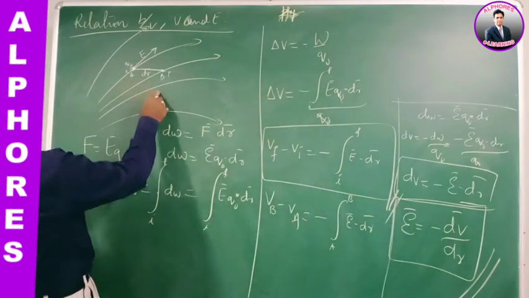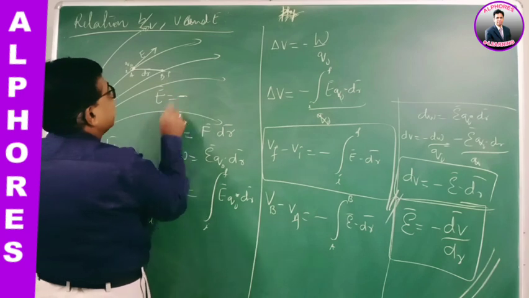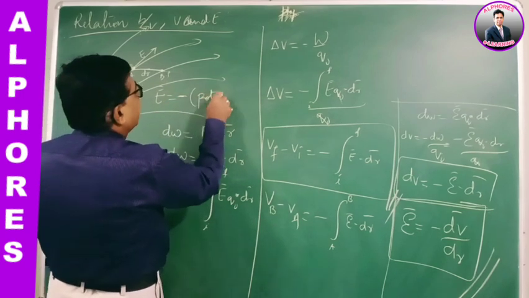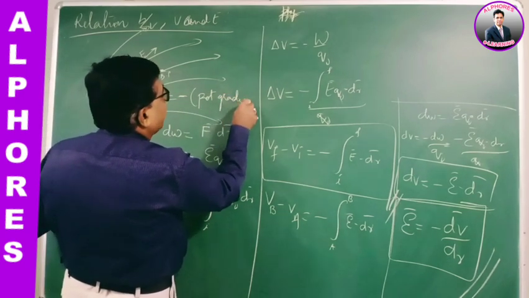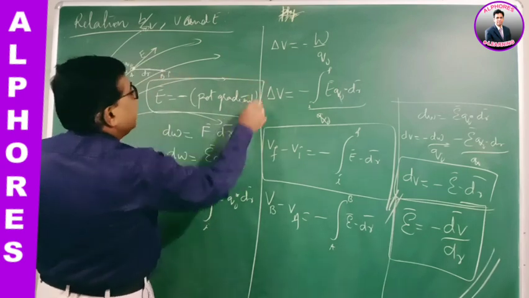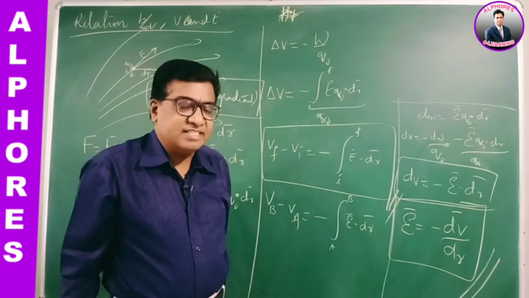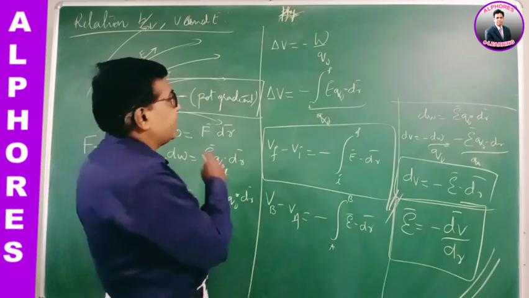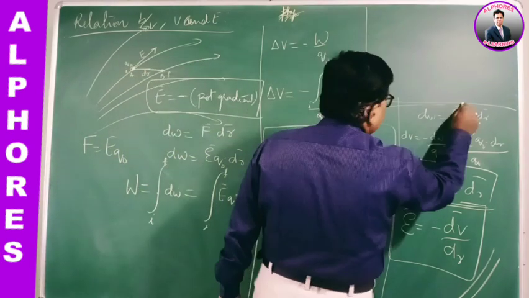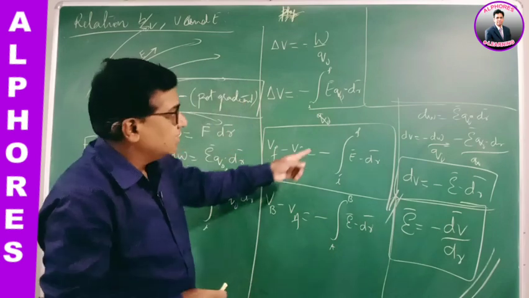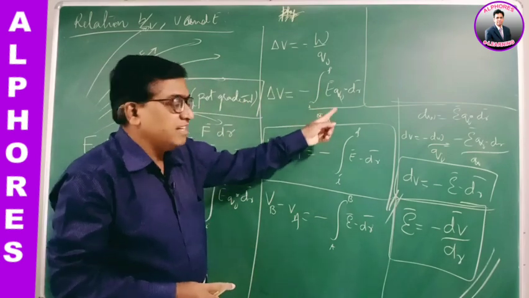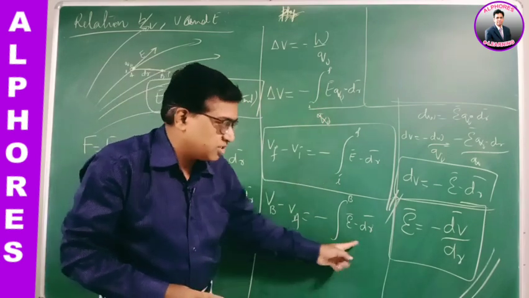So electric field intensity E is the negative of the potential gradient. E is minus dV by dr. If I cross multiply, I get dV is E dot dr. Integrating, you can find out the total potential difference.